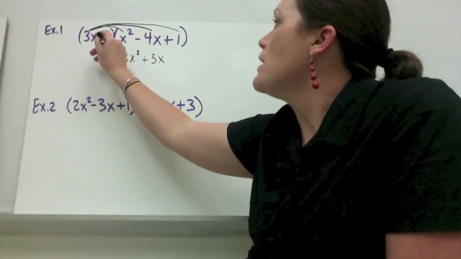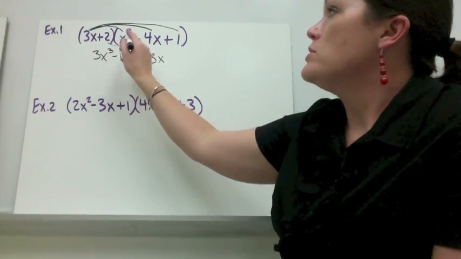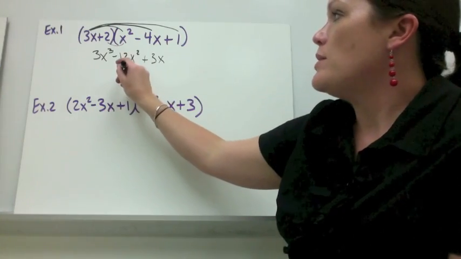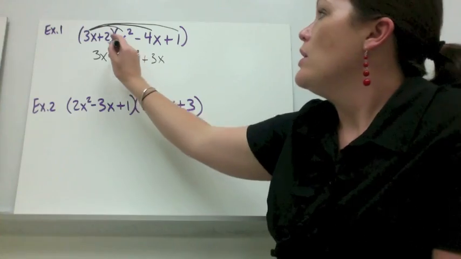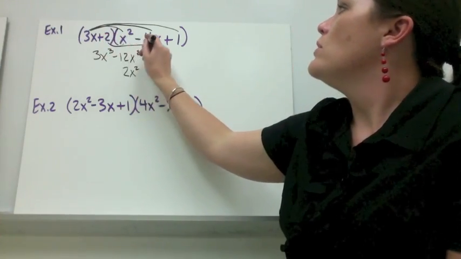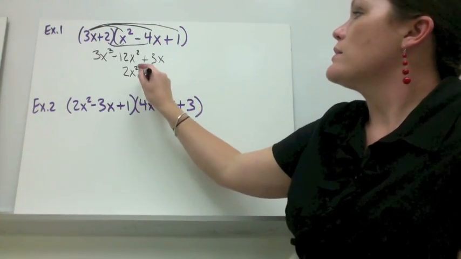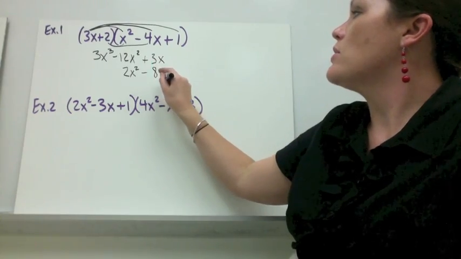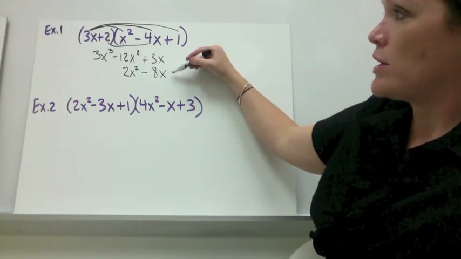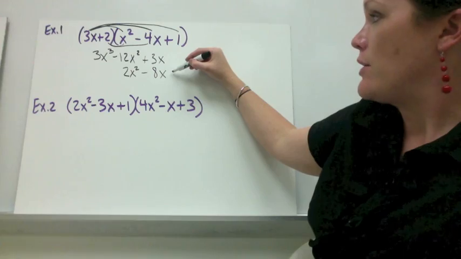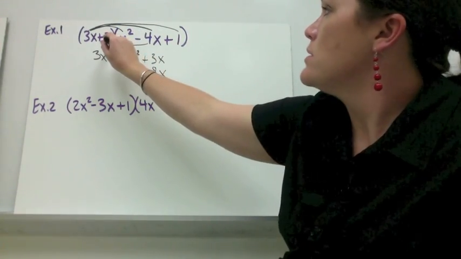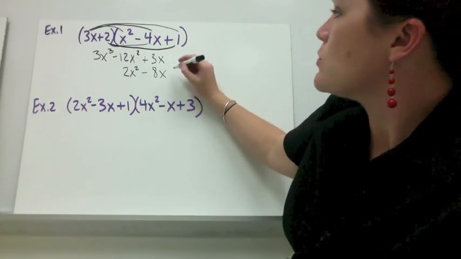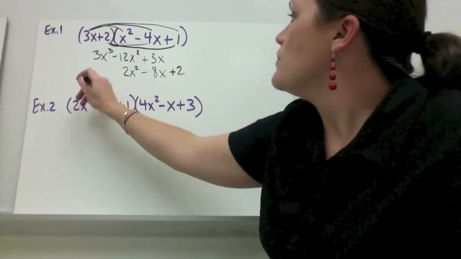I have 2 times x squared. So 2x squared would go best right here underneath the term that already has x squared. Then I have 2 times negative 4x. So I'm going to put that right here underneath the term that already has x with it, because they're going to go together in just a second. So 2 times negative 4x was negative 8x, and 2 times 1 is 2.